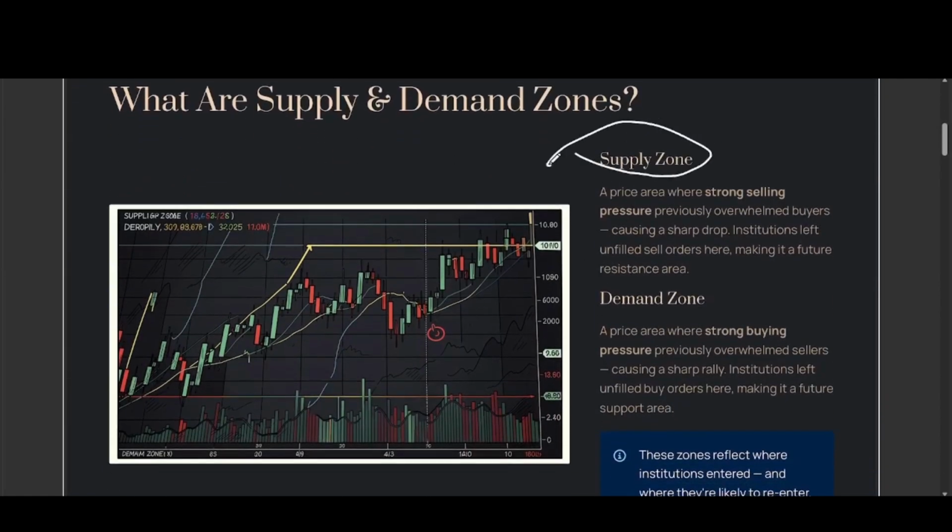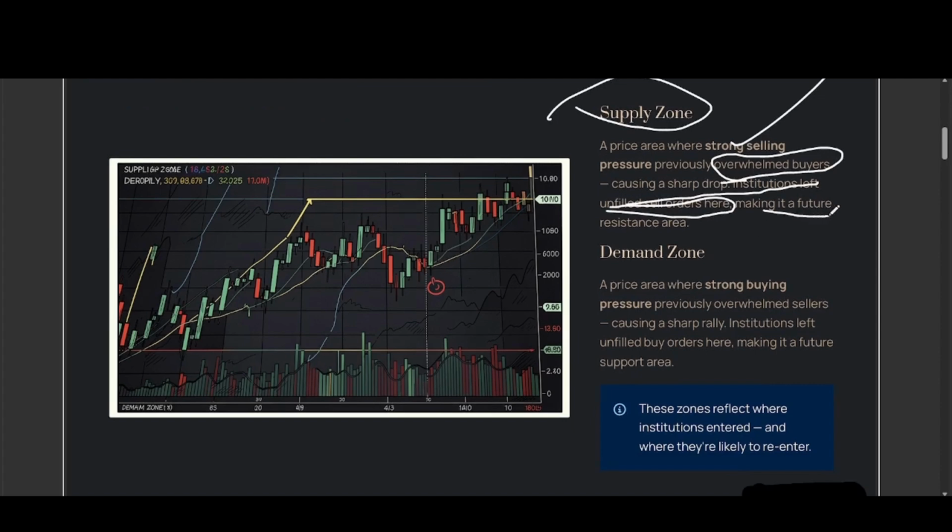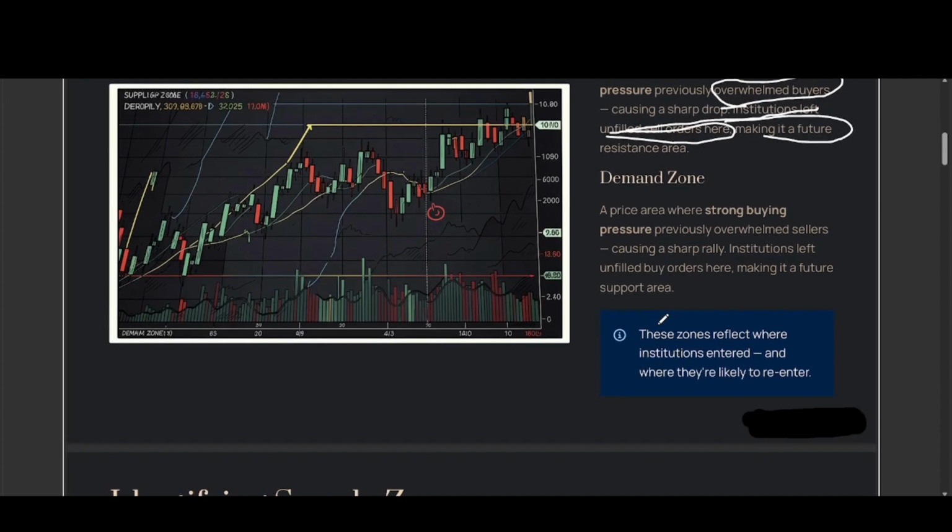Supply zone. A supply zone is a zone where there are more sellers. There's strong selling pressure in that zone, so it overwhelms buyers, causing a sharp drop. Institutions left unfilled sell orders here at that price range, and it makes it a future resistance. In the future, it's going to act as a resistance as well.